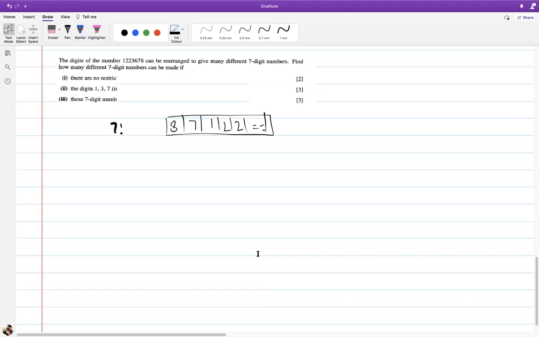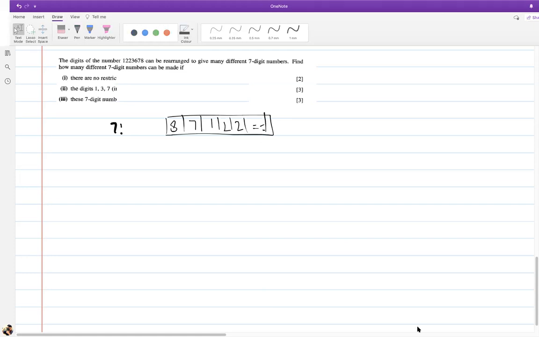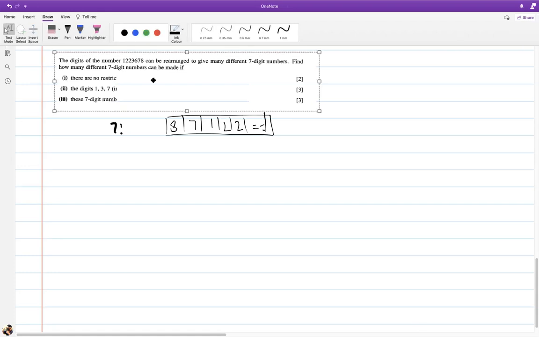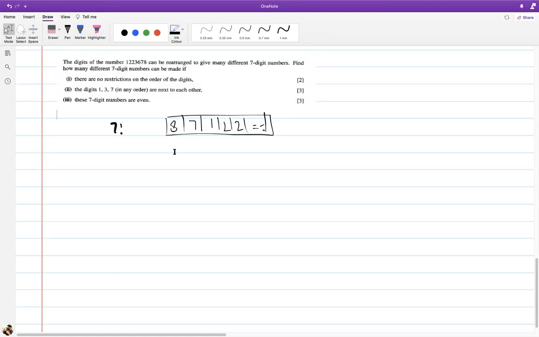Now, let's say they're saying, I don't know, is there something missing with the question? Yeah, they're saying digits 1, 3, and 7 are next to each other. Let me copy it again. Yeah, digits 1, 3, and 7 are next to each other. Okay, so you want 1, 3, and 7 to be together.